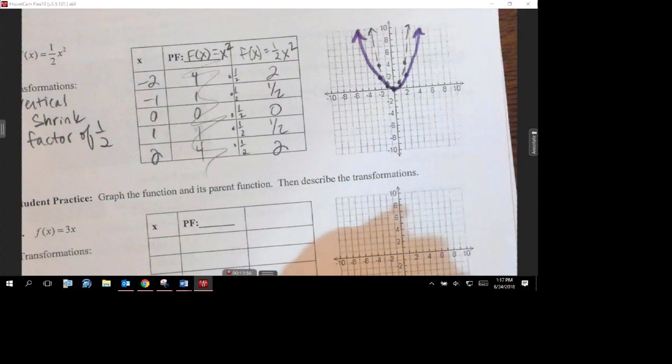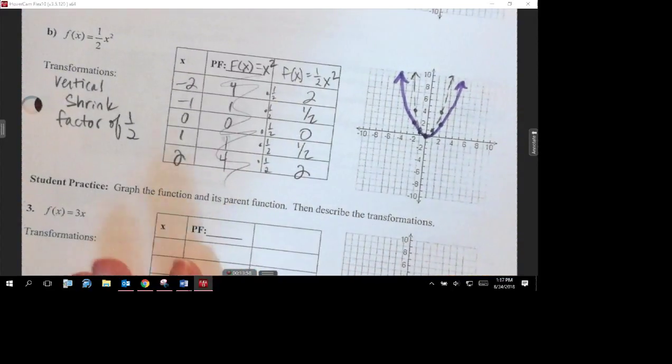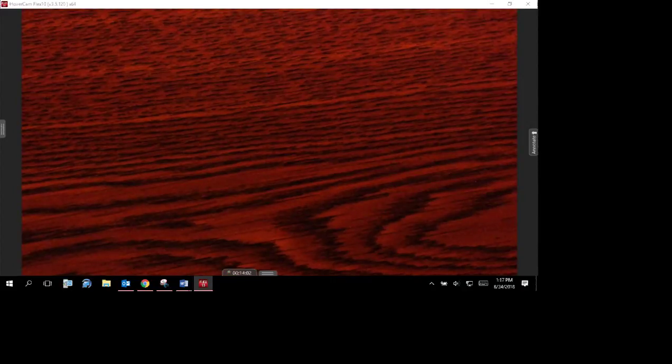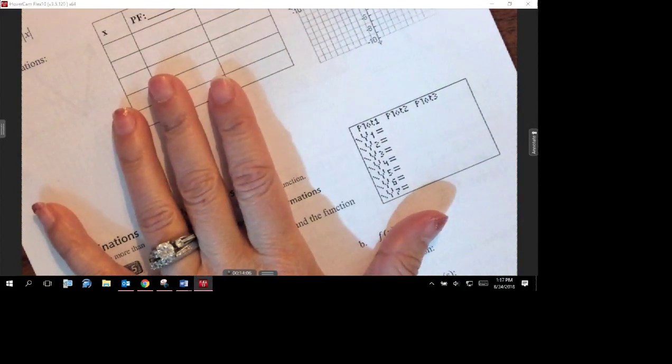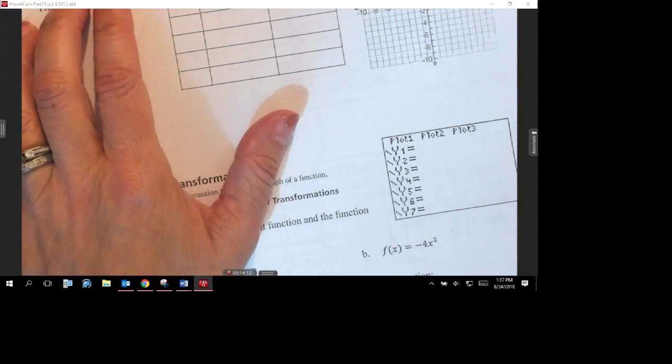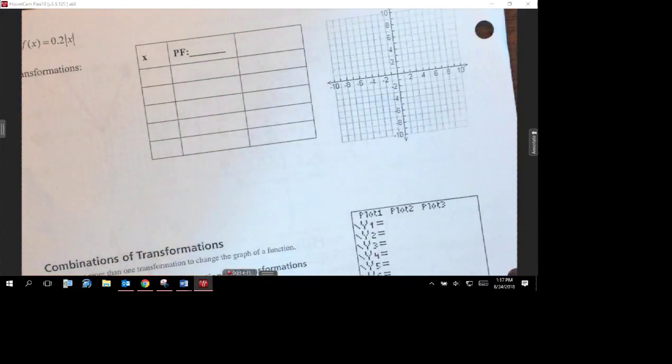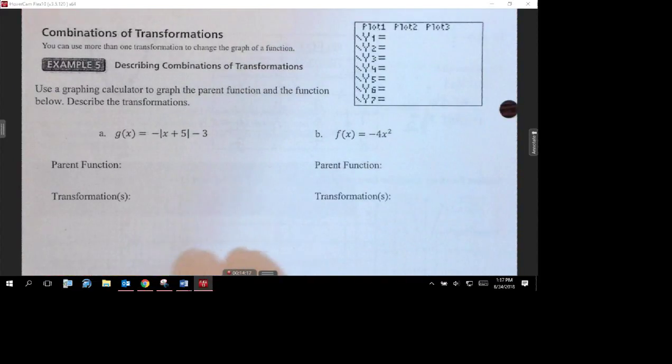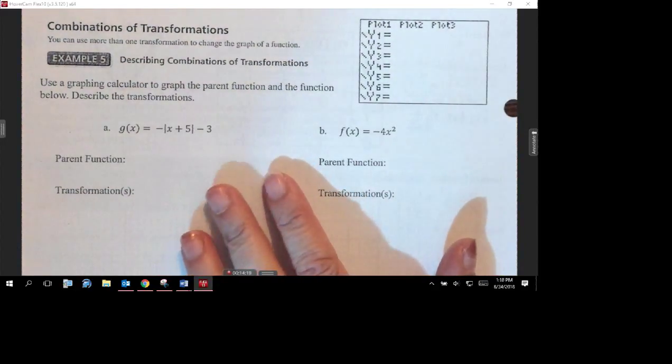Okay. Then for time purposes, I'm going to skip the student practices. I'll fill them out before I upload the notes to Canvas. So if you want to go back and try the student practice and see that you understand it, or you want more notes, I'll fill them out. It's just not going to be on this video. I want to make sure that we get through the graphing calculator stuff.